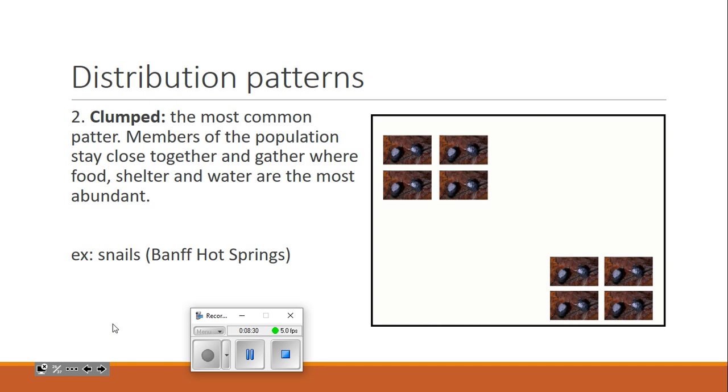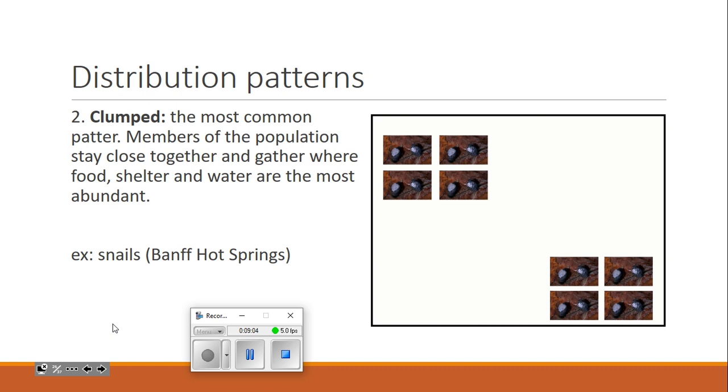If I just calculated the density of these 2 populations, I would have gotten the same answer. But clearly, they're not the same, right? Some of them are spread out and some of them are in these little groups. We would imagine that right here and right here, that's where one of those hot springs is. And these snails that like the heat and the sulfur coming from those natural hot springs are all gathered there because that's where conditions are ideal for them.